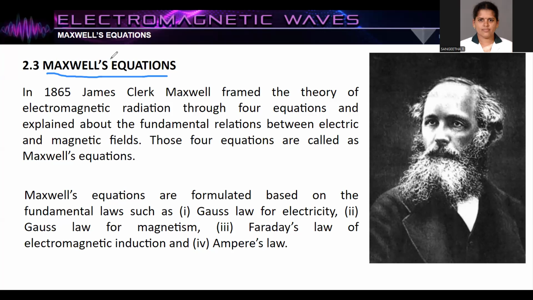Next topic, the topic which we are going to see is Maxwell's equation. These Maxwell's equations were framed by James Clerk Maxwell in the year 1865. He framed the theory of electromagnetic radiation by using four equations, and he explained the basic relationship between electric and magnetic field. These four equations are called Maxwell's equations.